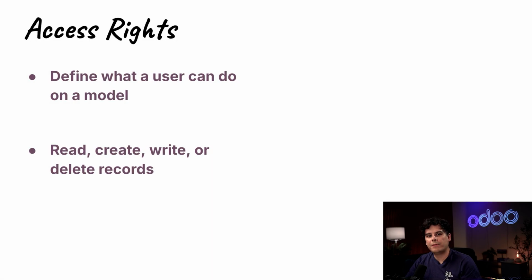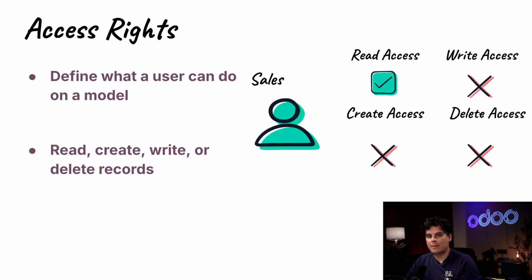Okay, let's talk more about access rights. These define what a user can do on a particular model. Whether they can read, create, write, or delete records is a very important thing. For example, let's say that a salesperson has read only access to the contacts model. That means they can view customer records, but they can't create new ones or modify existing ones. Access rights are assigned to groups so that users gain these permissions through their group membership.